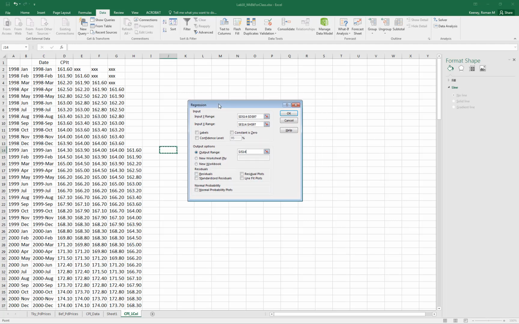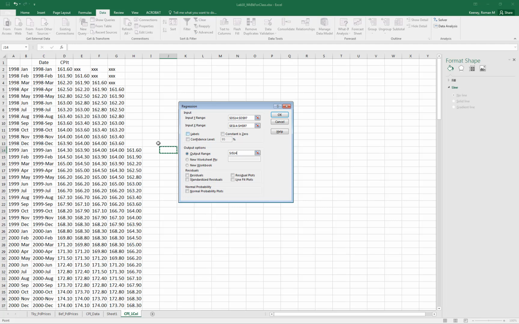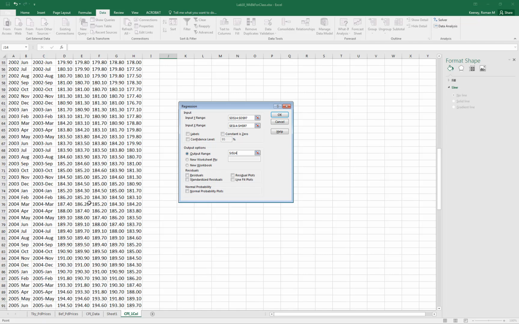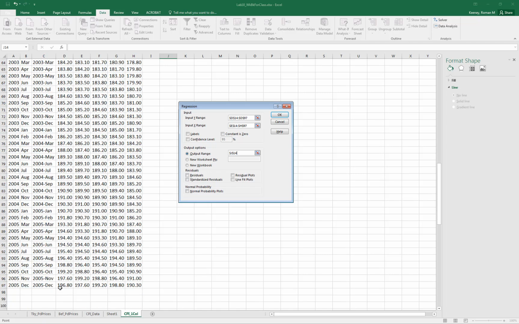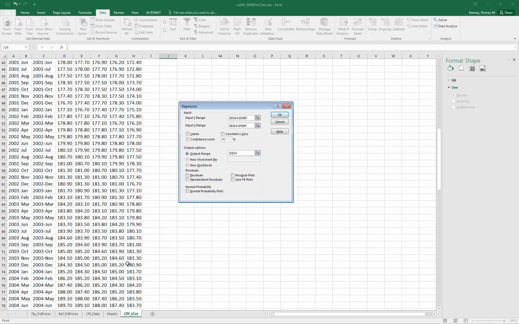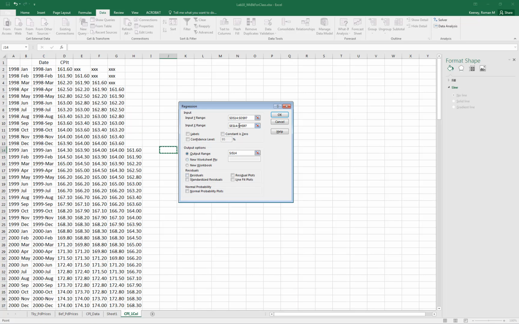Okay, so you can see I've got my regression put together here. So what are we going to use for the Y range? We're going to use the column that we have, CPI time T. So we're going to use January 1999 all the way down to D97, which is December 2005. And then for the X range, we're going to use columns E, F, G, and H that match up to that.